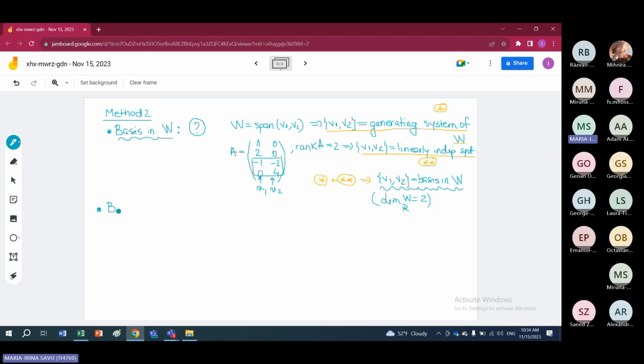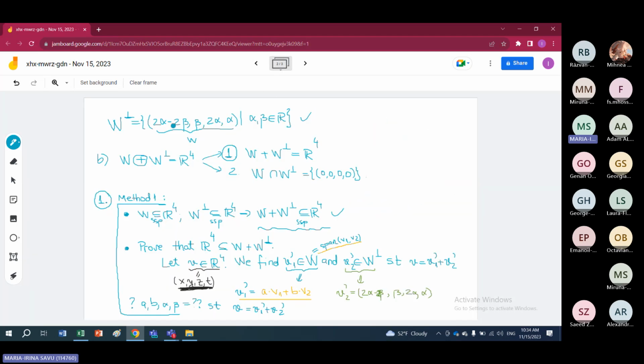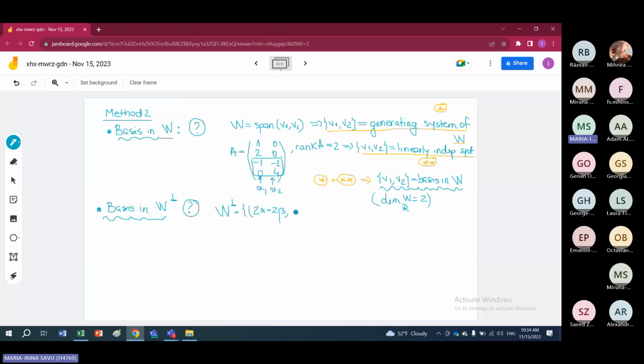Now, let's find the basis in W perpendicular. How do we find the basis in this space? Well, look at the vectors from W perpendicular. You know that this space is the space of all the vectors having the form 2 alpha minus 2 beta. Okay, this is the first element. Beta, 2 alpha, and alpha.